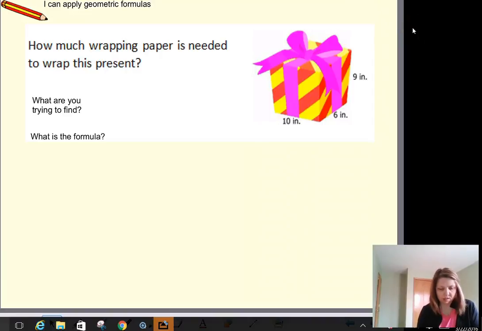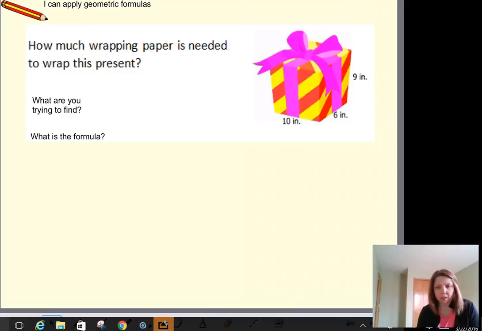Hello again. So today will be the second day of using geometric formulas, and specifically today we will see different shapes that are real life examples, not just drawing a rectangular shape or square or triangle, but actually having some basic geometric shapes in real life examples. For example, if we have this gift box, how much wrapping paper is needed to wrap this present?